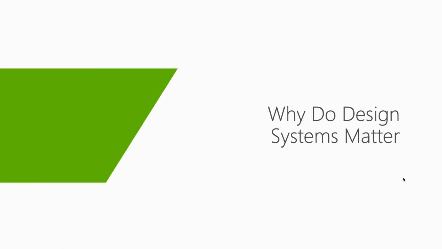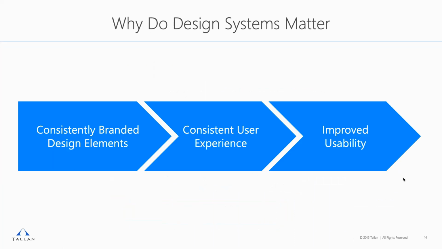So now that we know what a design system is, let's talk about why they matter. So design systems matter to product quality and usability. These three pillars build upon each other. They first begin with brand standards and design consistency, and those are the basics, which in turn creates a consistent user experience and expected UI behaviors, which then improves the product's usability overall. And we'll go into more detail.